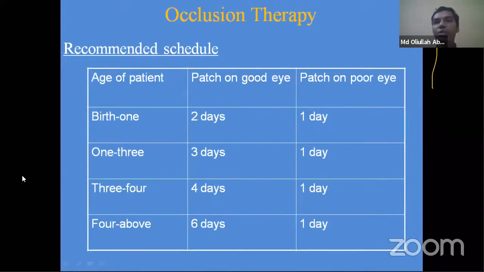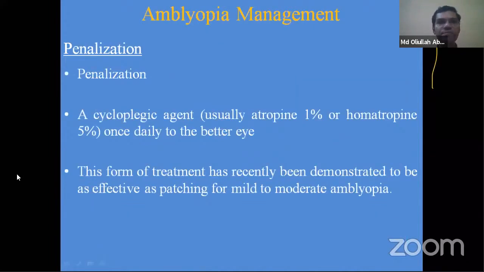Now you can have different modes of occlusion. You can have patches, you can have nail polish to just paint the spectacle lens, or you can have custom-made patches attached to the spectacle frame. That depends on the availability and the economic situation of the particular patient. Now penalization: when the compliance with patching is very poor, or the patient is not going to adhere to it, or you know the patient has some other condition where the spectacle option is not appropriate, then you start giving penalization.